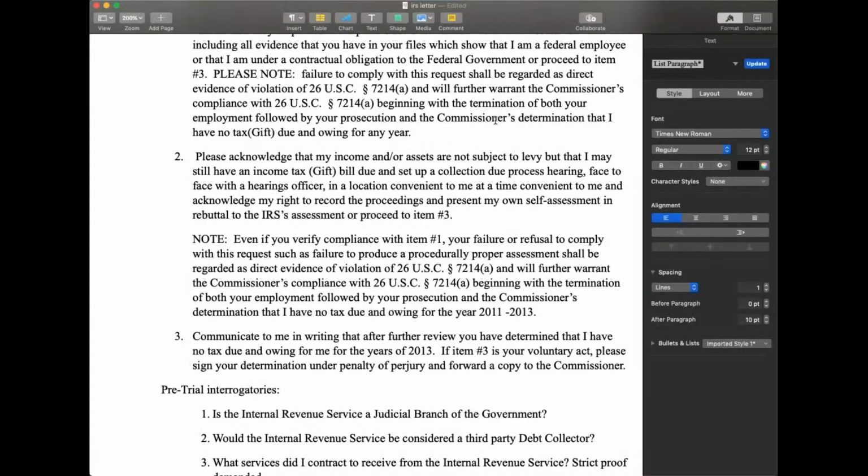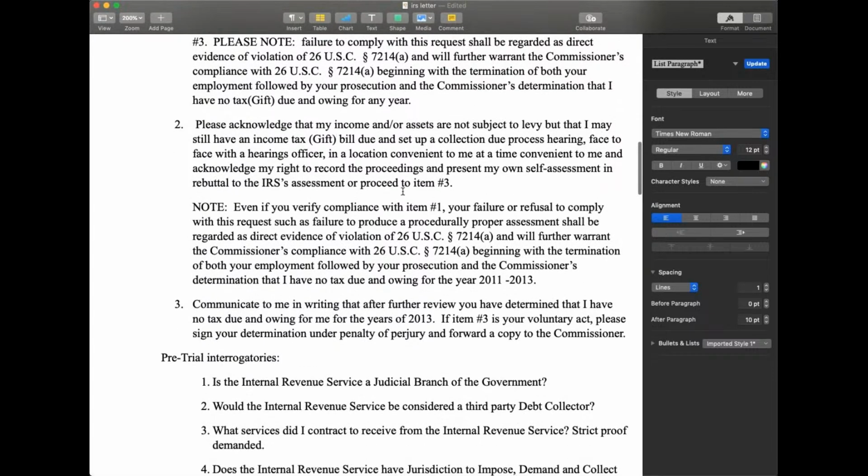All right, there we go. And acknowledge my right to record proceedings and present my self-assessment in rebuttal to the IRS assessment, or proceed to item number 3. Note, even if you verify compliance with item number 1, your failure or refusal to comply with this request, such as a failure to produce a procedurally proper assessment, shall be regarded as direct evidence of violation of 26 U.S.C. section 7214(a) and will further warrant the commission of compliance with 26 U.S.C. section 7214(a), beginning with the termination of your employment, followed by your prosecution and the commissioner's determination to have no tax due for the year 2011 to 2013. Now, of course, the year is going to be whatever year you're dealing with.